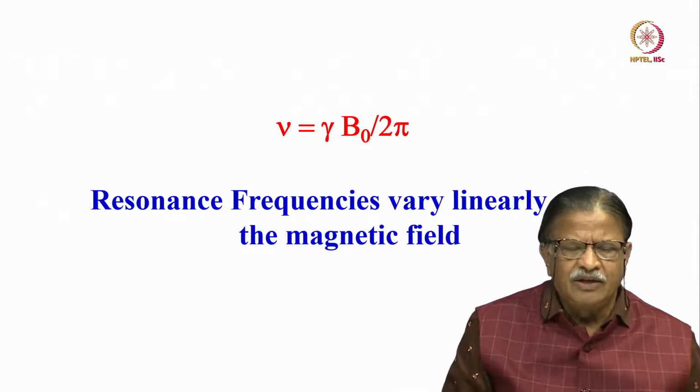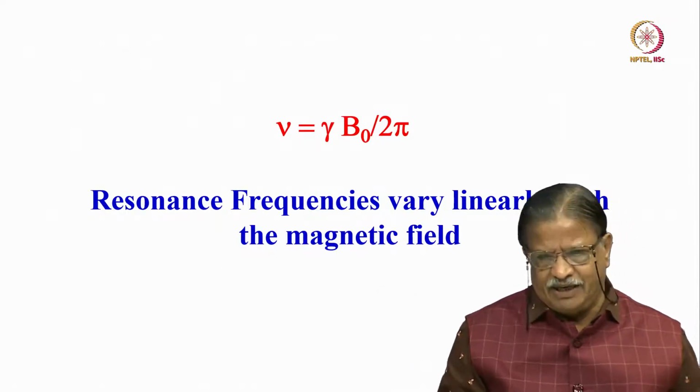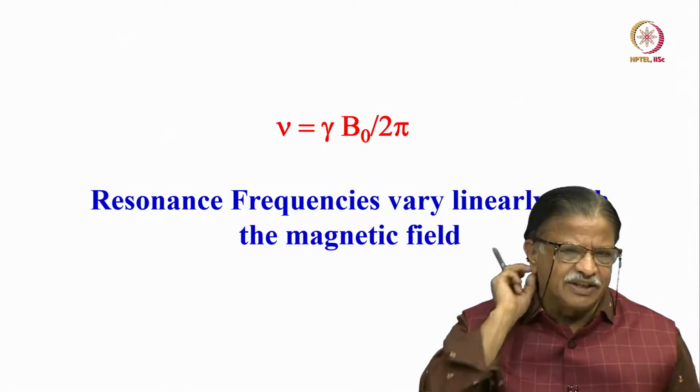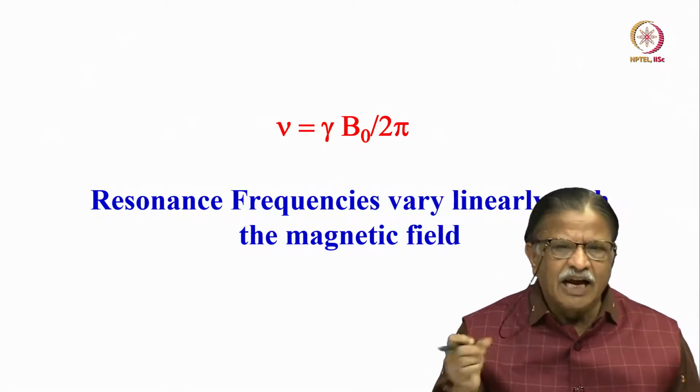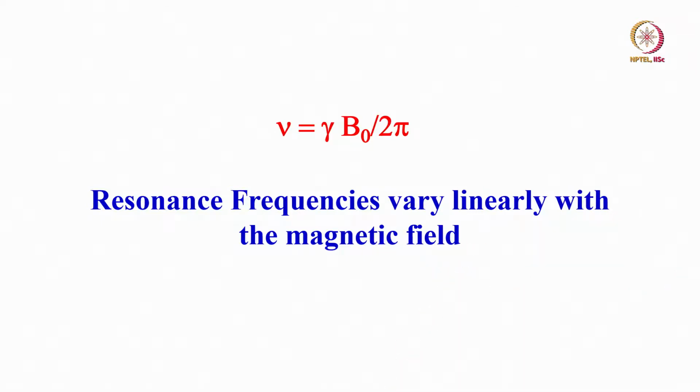So, what is it that you are going to observe here? If I take this resonating condition, nu is the frequency, gamma is the gyromagnetic ratio for a given nucleus, B naught is the magnetic field, 2 is constant, pi is constant. We know the value of pi. Everything is constant: gamma is constant, 2 is constant, pi is constant. If I keep the magnetic field B naught constant, that means for a particular value of B naught, the frequency is constant.